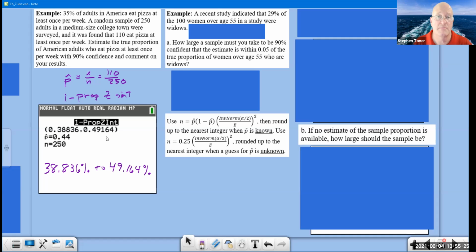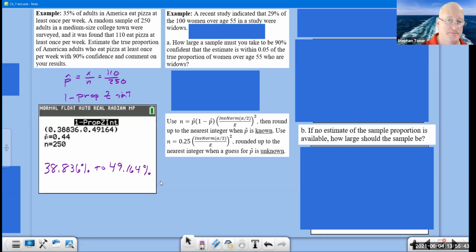Okay, so I know you might have to pause that and rewind it to get those words. I said, we can be 90% confident that what? That the percentage of adults in America that eat pizza at least once a week is between these two percentages.